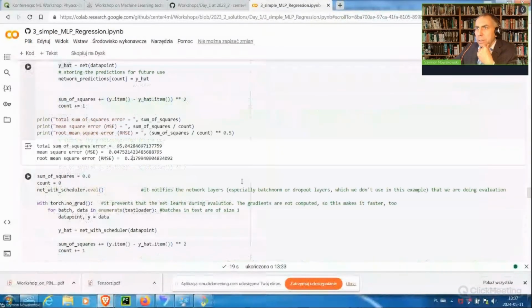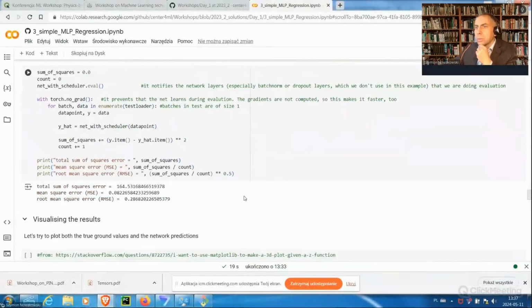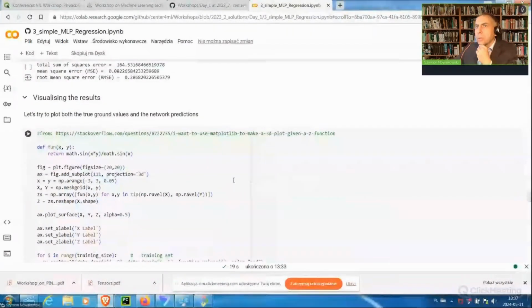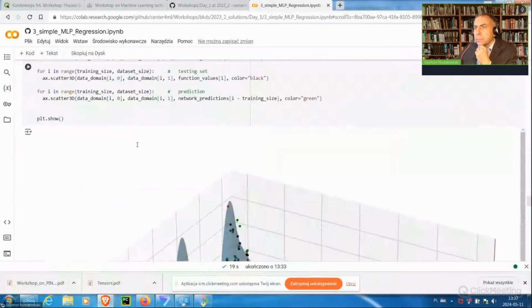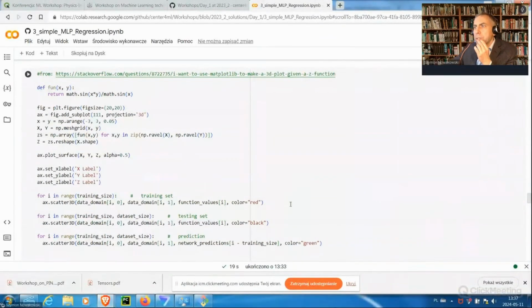Okay, here is the same loop for the scheduler network. I will not be running it. Here I want to show you the visualization. Actually, I do have it. I do not need to run it. Of the predictions, which are green, versus the test set, which is black. And just for reference, we will also be marking with red dots our training set. So training is red, the black is a ground truth, and green is the prediction.